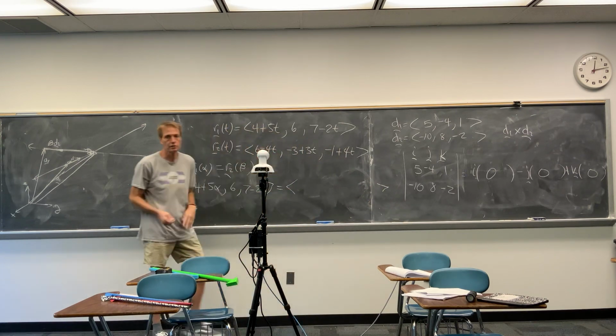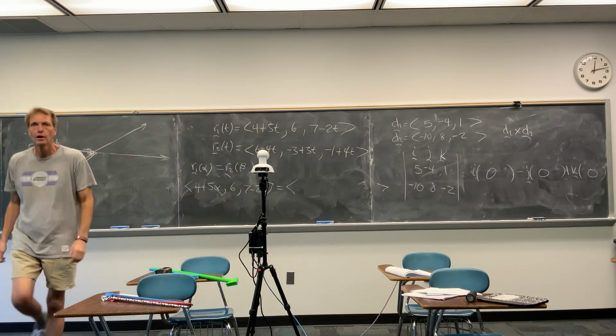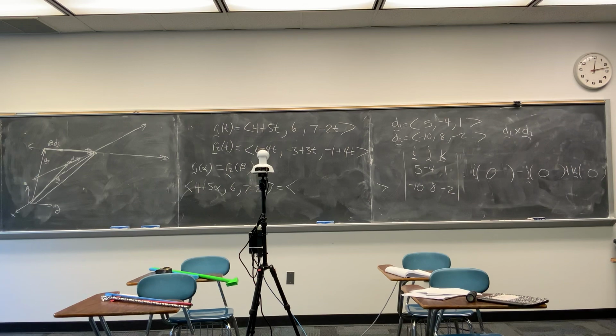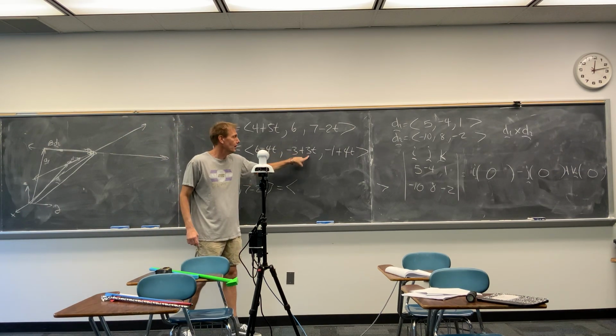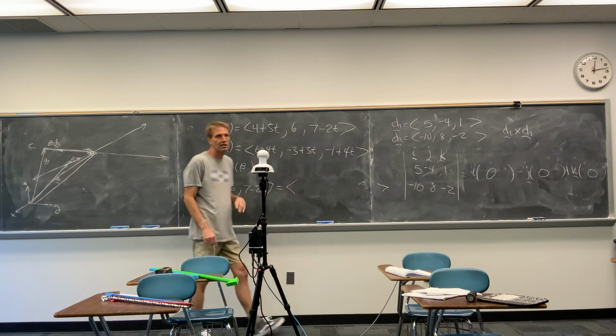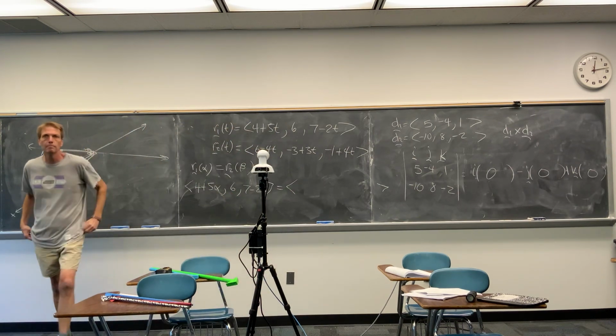Okay, you guys put in the components for R2 of beta, and I'll come back and read it. 6 minus 4t, minus 3 plus 3t, minus 1 plus 4t. You guys put in beta.